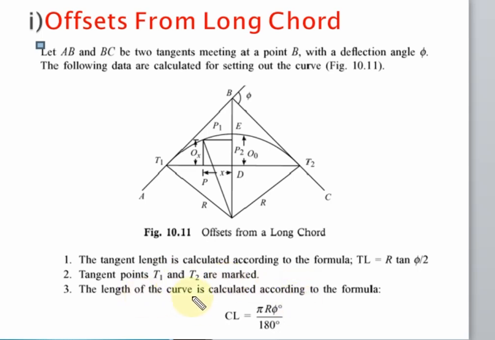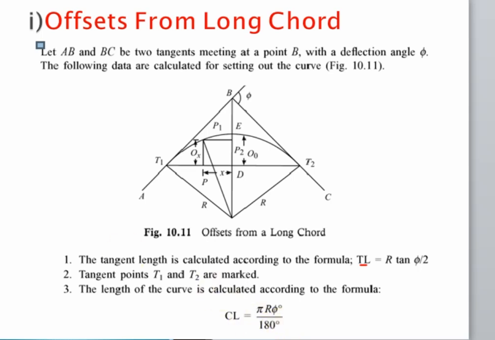The length of the curve is calculated according to the formula pi R phi by 180. This is the CL, the curve length, and TL is nothing but the tangent length. Already we saw in the elements of the curve how this is calculated.